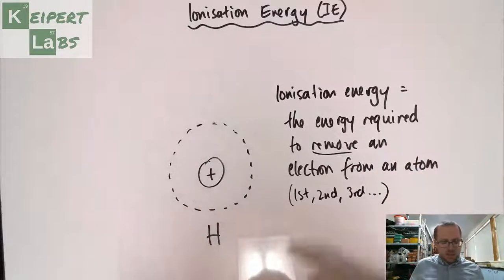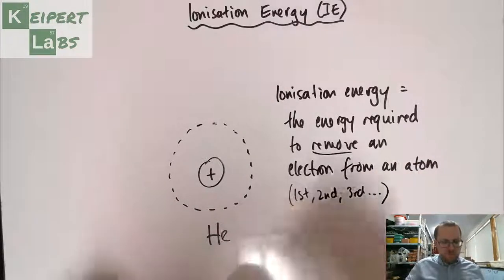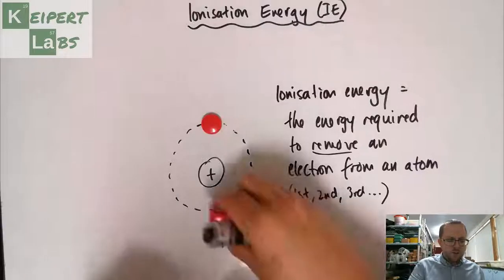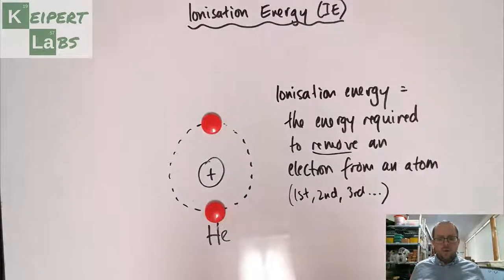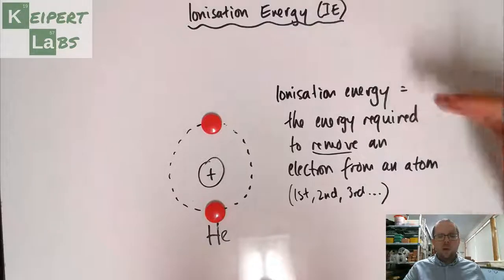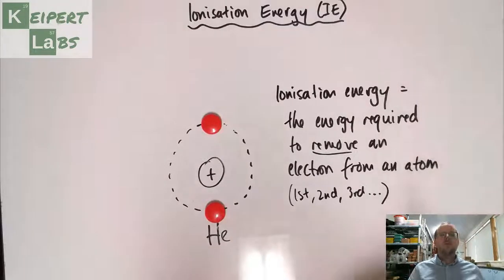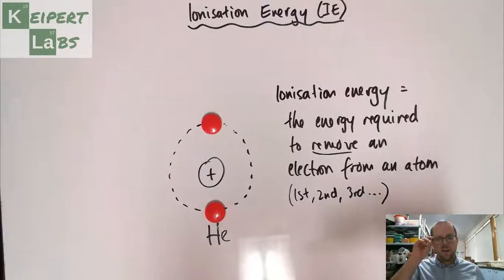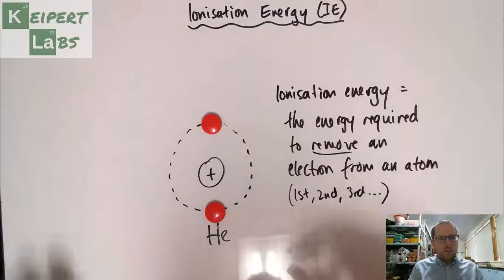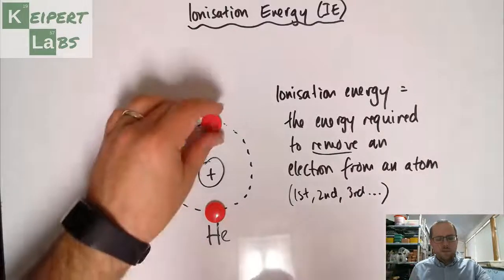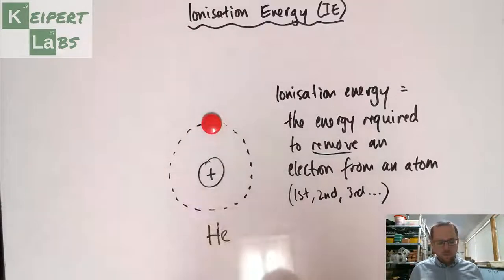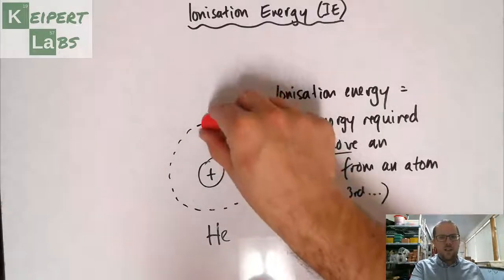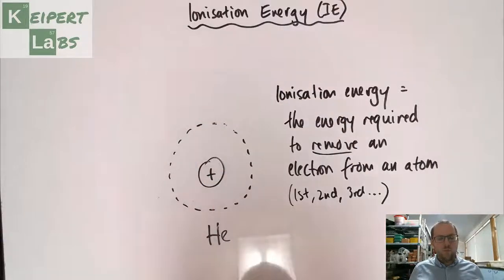Because if we go to helium, helium has 2 electrons, and we're only able to remove one at a time. We remove them in successive stages, so we talk about successive ionisation energies. The energy involved in removing the first one would be my first ionisation energy, and the energy to remove my second one is my second ionisation energy.